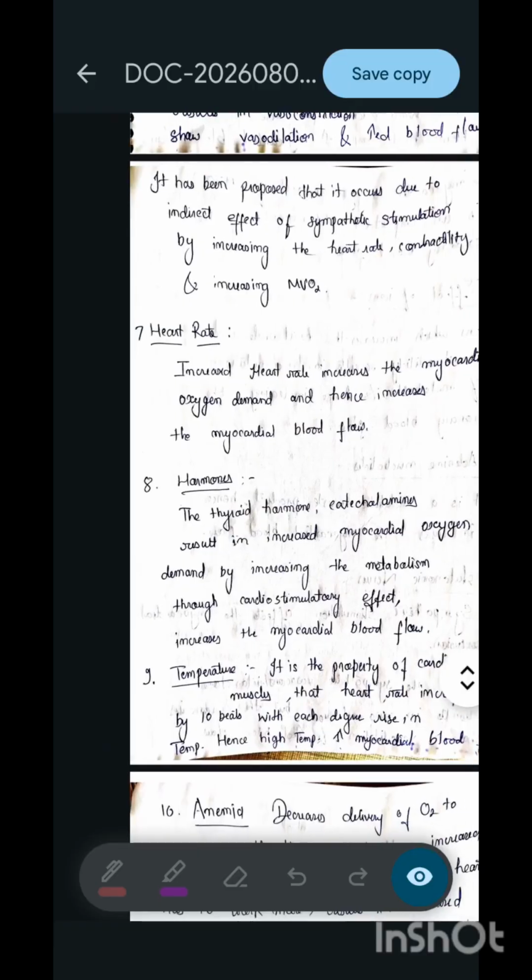Another factor is heart rate. Increased heart rate increases the myocardial oxygen demand and it increases the myocardial blood flow. Now, hormones. Hormones are very important. Hormones like thyroid hormone and catecholamines result in increased myocardial oxygen demand because they are increasing the metabolism through the cardiostimulatory effect. So they are increasing the myocardial blood flow.